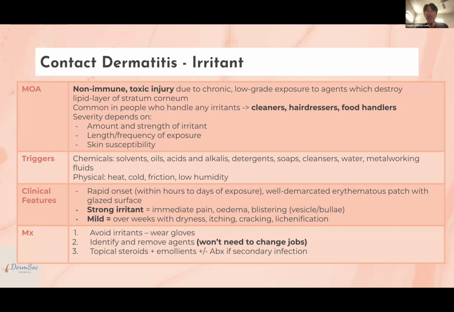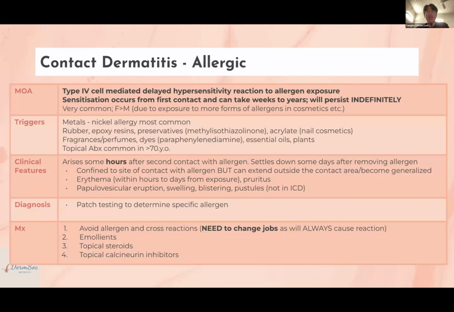So things like repeat exposure to water, soaps, cleansers, acids, alkali, all those kinds of things can cause irritant contact dermatitis, usually common in cleaners, hairdressers, and food handlers. Whereas an allergic contact dermatitis is obviously an allergic reaction. So it's a type 4 hypersensitivity reaction to the allergen exposure. And then you go through this whole process of being sensitized. And then the next time you have contact with these agents, you get the repeated rash, often worsening in severity.